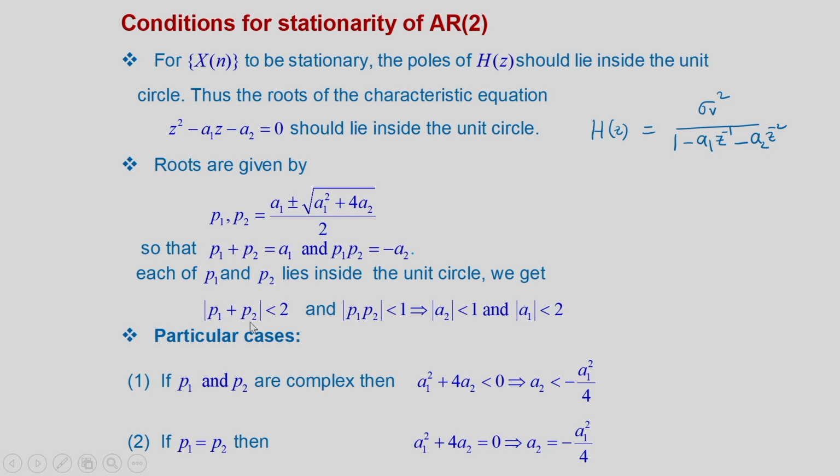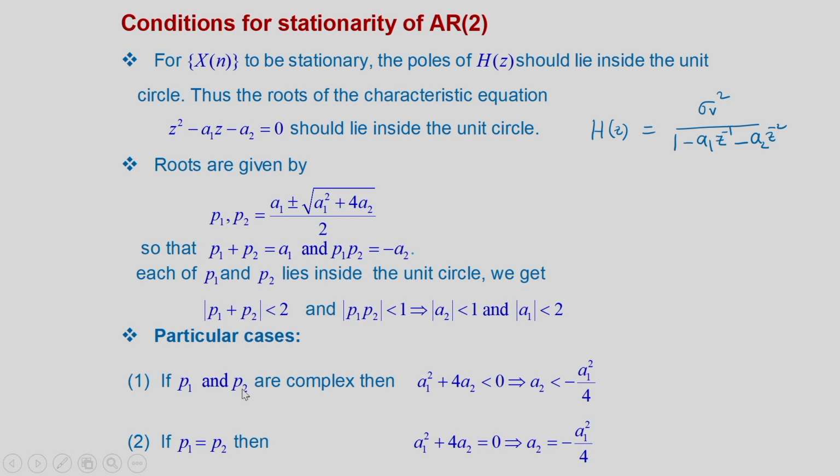Therefore, mod of P1 plus P2 must be less than 2 and mod of P1 into P2 must be less than 1, and in turn these two conditions will imply that A2 is less than 1, mod of A2 is less than 1, and from this relationship we get that mod of A1 is less than 2. So, that way A1 will lie between minus 2 and plus 2 and A2 will lie between minus 1 and plus 1. Now, let us consider the particular cases of the roots.